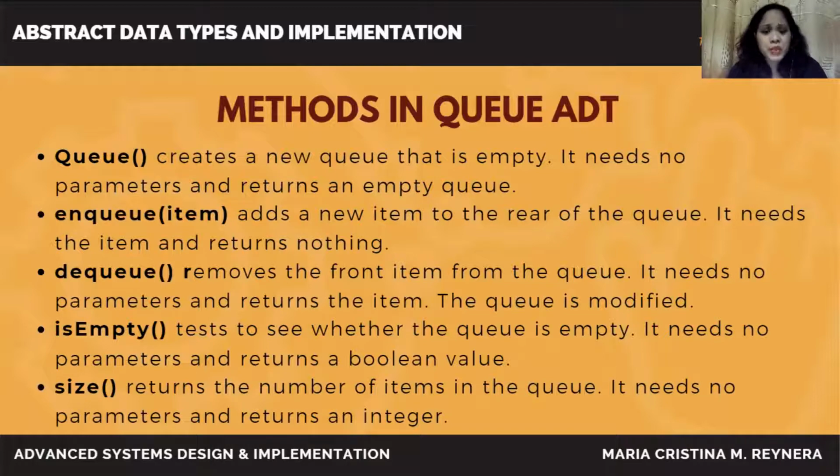We have also dequeue. This function removes an element from the front of the queue and returns it. However, if the queue is empty, it does not return a proper value. The next is isEmpty. It returns a Boolean value based on whether the queue is empty or not. And the last is size, to return the number of items in the queue. This function needs no parameters and returns an integer.